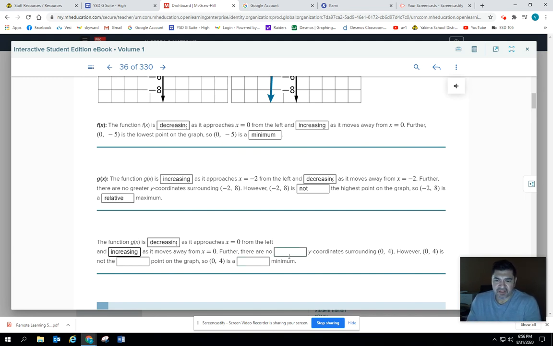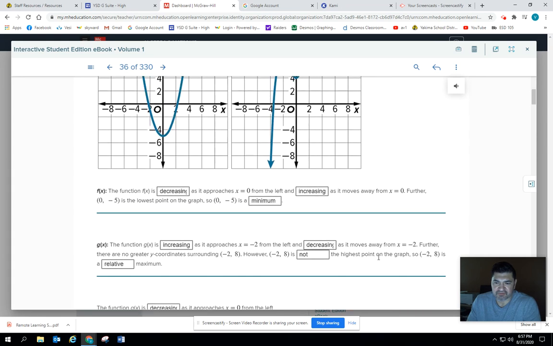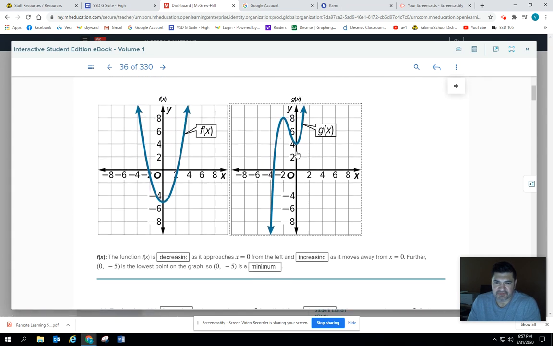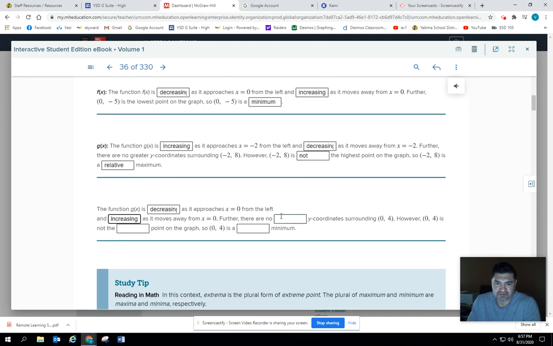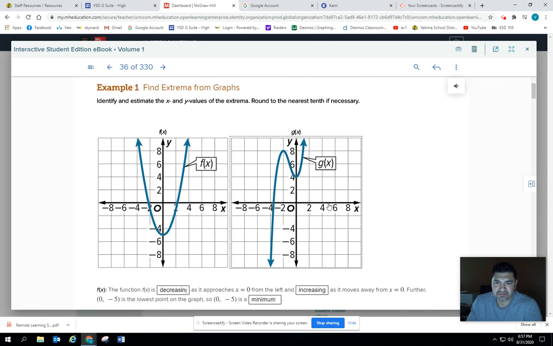Further, there are no blank y coordinates surrounding 0, 4. So here is 0, 4. Around this area, there are no other points that are less. There are points that are greater, but there are no points that are lesser around this area. So we're going to go ahead and type in lesser. Y coordinates surrounding 0, 4. However, 0, 4 is not the... what?